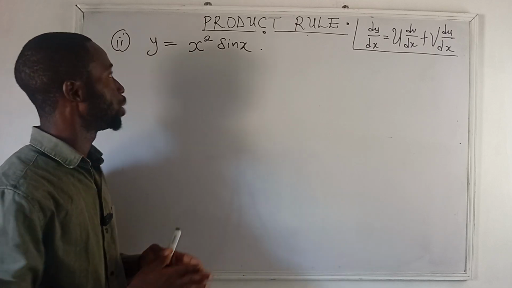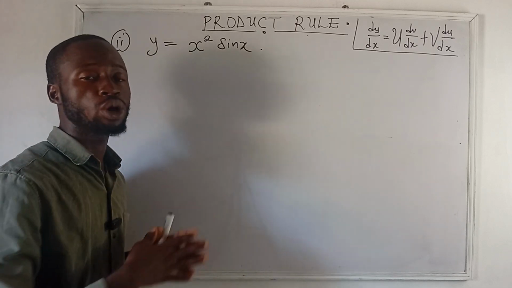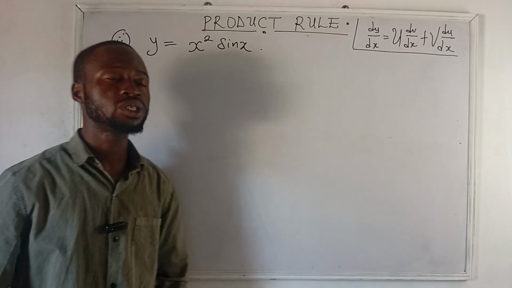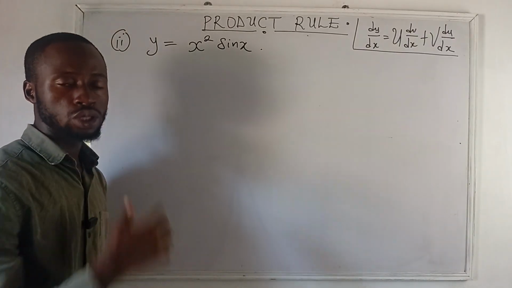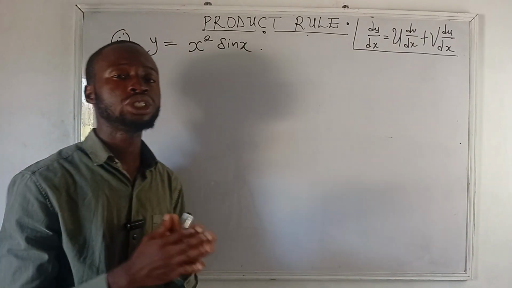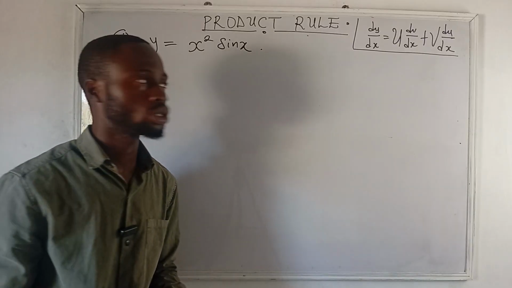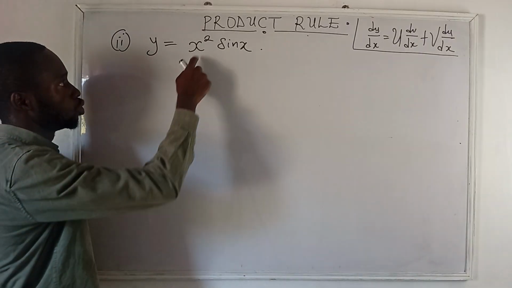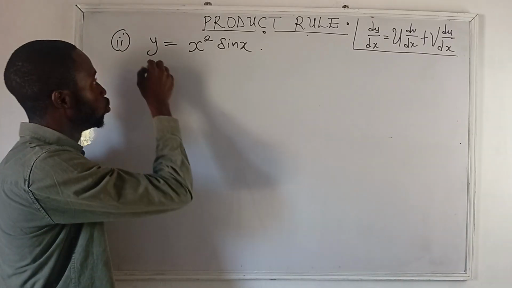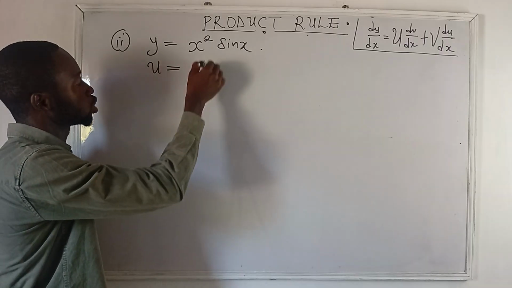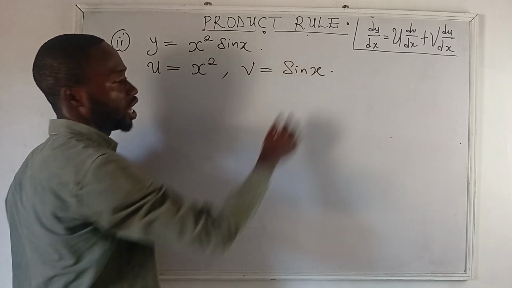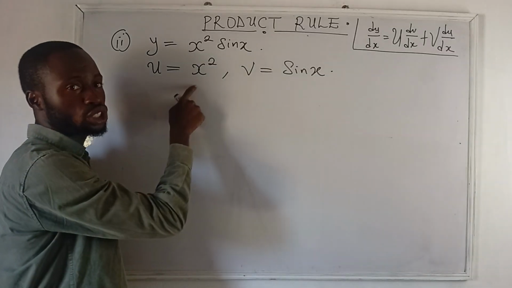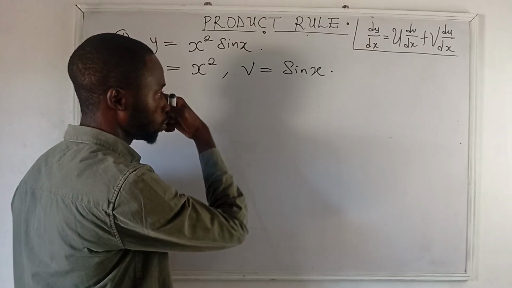For our next question, we have y equals x squared times sine x. Now, if you observe, we have a trigonometric function in this particular one. So kindly check out the video on the derivative of trigonometric functions. So let's quickly solve this. So automatically from this question, we could say that u is x squared and v is sine x. So we need to differentiate u with respect to x, and differentiate v with respect to x.